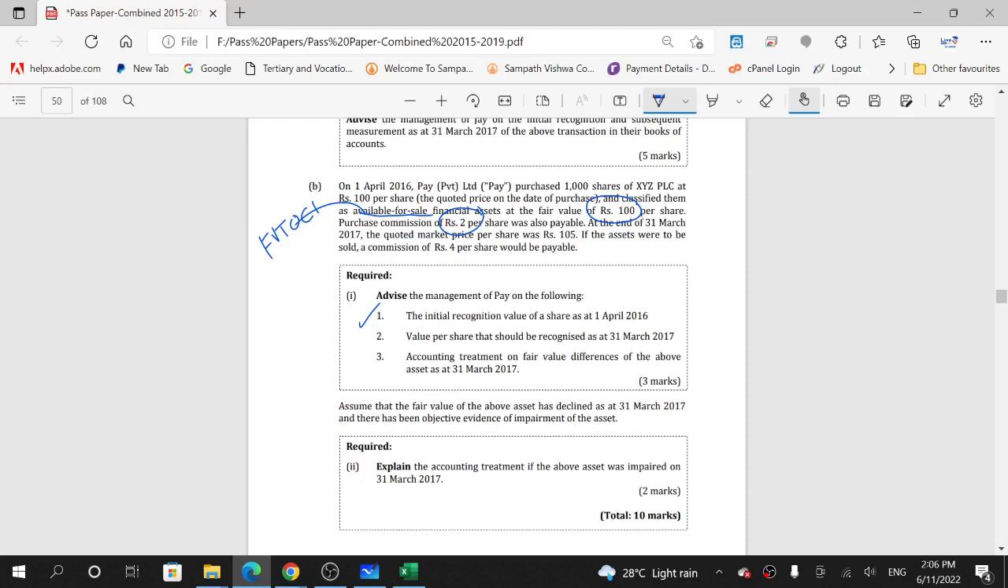You should not take this 4 rupee price because it doesn't say you to take the fair value less cost to sell. The standard say you to take the fair value of the assets, not the fair value less cost to sell. To make you complicated, they have given the commission expenses also. Don't take that because we know that subsequent measurement is anyway at the fair value. So fair value is separately given, which is 105 rupee per share. Then you have to tell in part 2, as at 31st March 2017, fair value of the equity instrument shall be considered at rate of 105 without considering this 4 rupee commission charge.